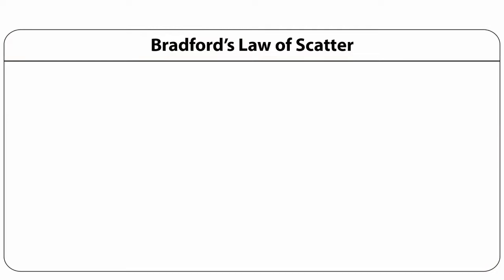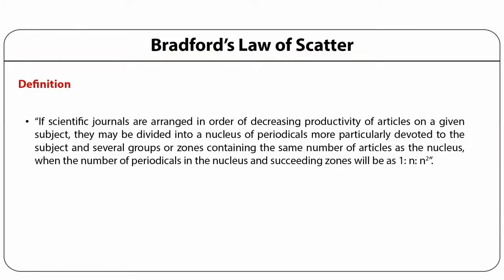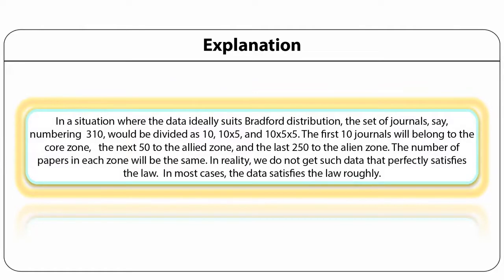Bradford's law of scatter. The law is defined as: if scientific journals are arranged in order of decreasing productivity of articles on a given subject, they may be divided into a nucleus of periodicals more particularly devoted to the subject and several groups or zones containing the same number of articles as the nucleus, when the number of periodicals in the nucleus and succeeding zones will be as 1:n square.